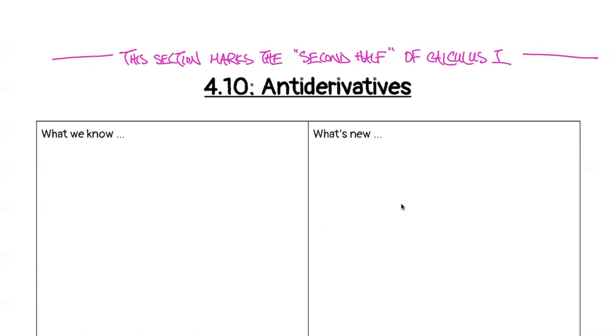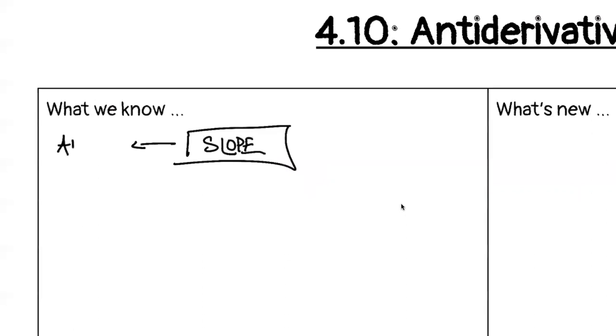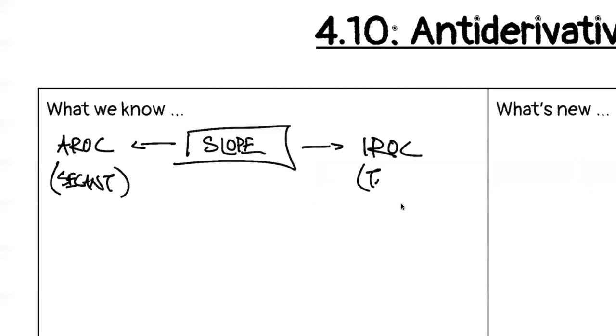All right. And so I do want to take a moment and kind of summarize where we've been so far. All right. And so what do we know so far? We know that we've talked so much about slope, right? Slope has been the central theme for the first half of our class. And in particular, we've looked at average rate of change, and we've looked at instantaneous rate of change. All right, and our average rate of change was the slope of the secant line, and the instantaneous rate of change is the slope of the tangent line.